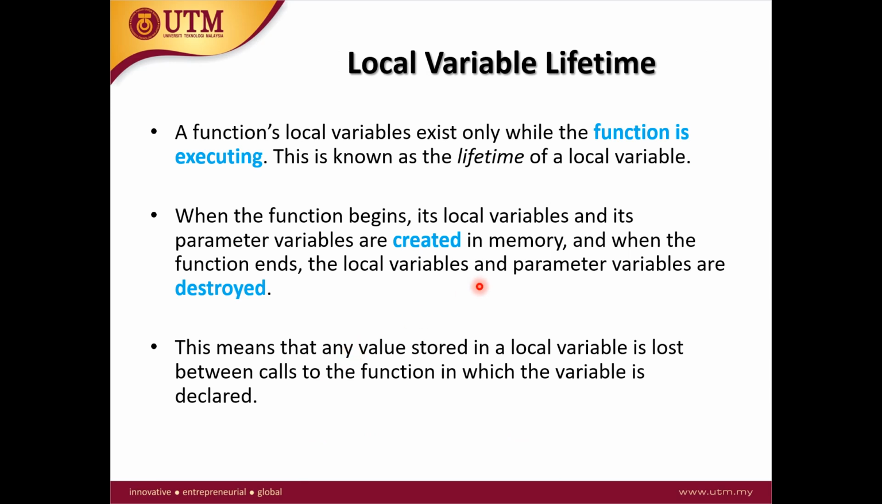The local variables exist only while the function is executing. For example, when you call a function that has a local variable, that local variable is only available while the function is in execution. When the function starts executing, its variables and parameters are created in memory, and when the function stops executing, those variables are destroyed.